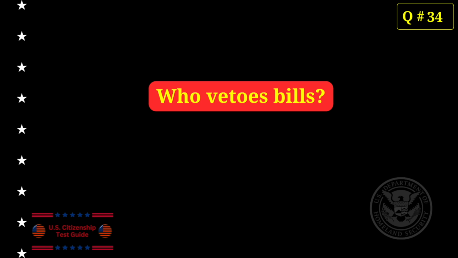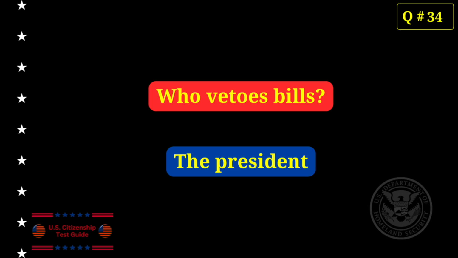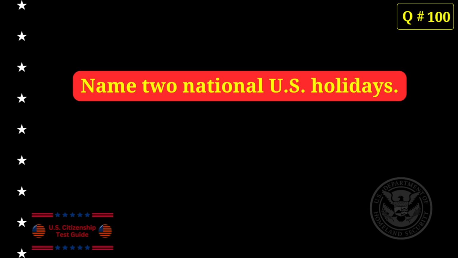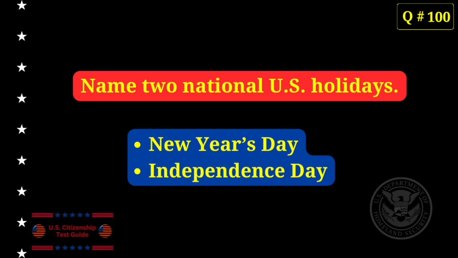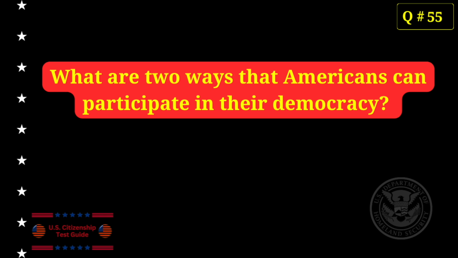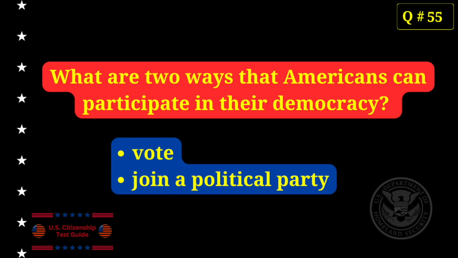Who vetoes bills? The President. Name 2 national U.S. holidays. New Year's Day, Independence Day. What are 2 ways that Americans can participate in their democracy? Vote, join a political party.